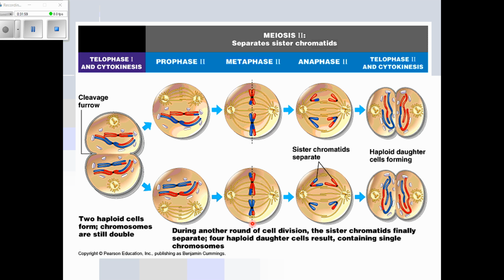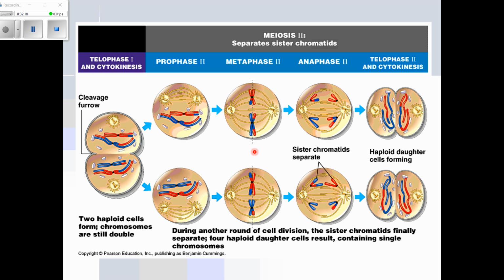In metaphase, the chromosomes always go to the middle, and they're being pulled in opposite directions by the spindle fibers. And at first, they just form a line right across the middle. But notice metaphase 2 looks a lot like mitotic metaphase.